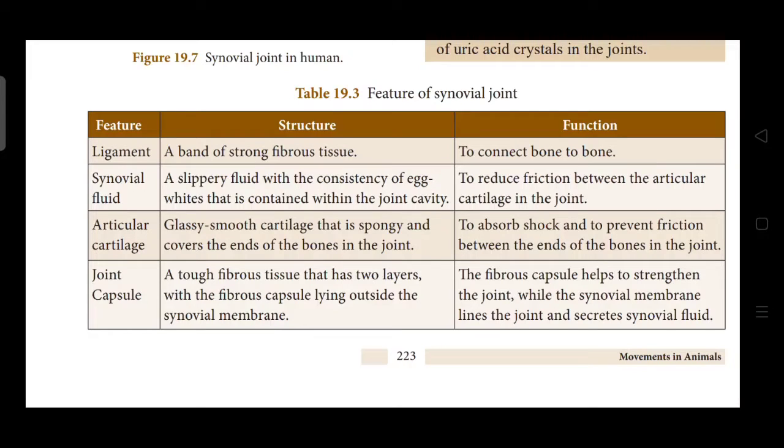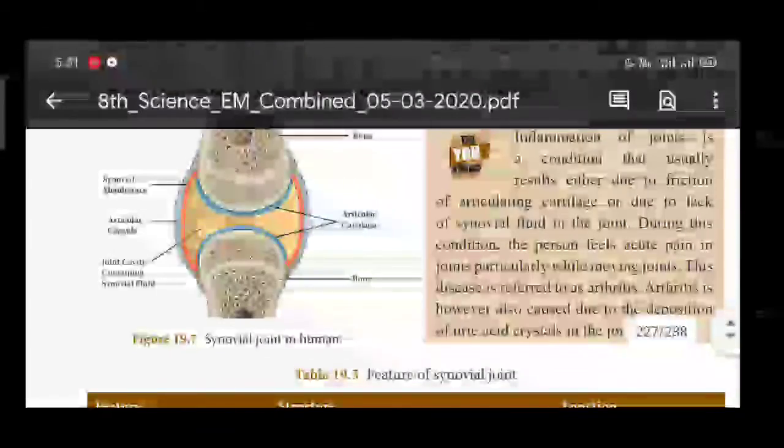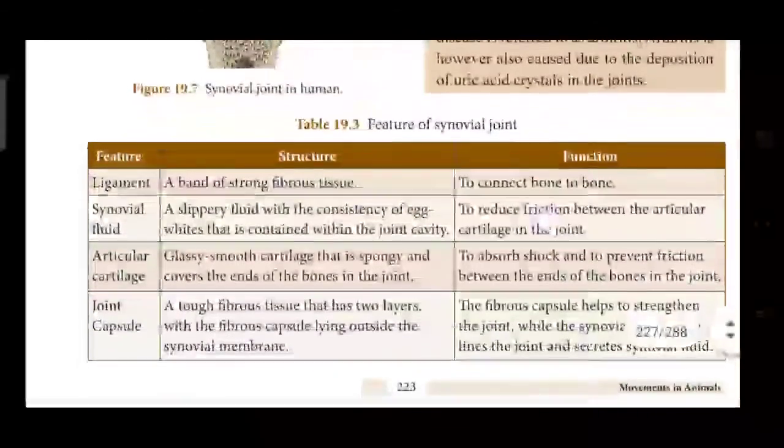Just as egg white has a certain consistency, it is like that, white, and it is present contained within the joint cavity. So that is present within the joint cavity. So this is the joint cavity, and what is present in the cavity is the synovial fluid.